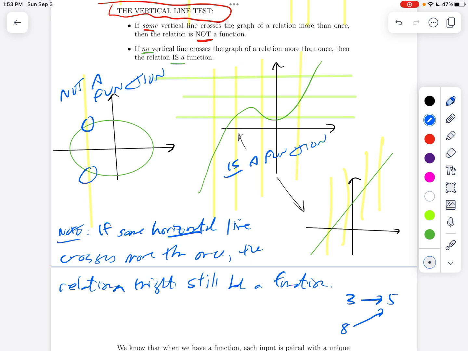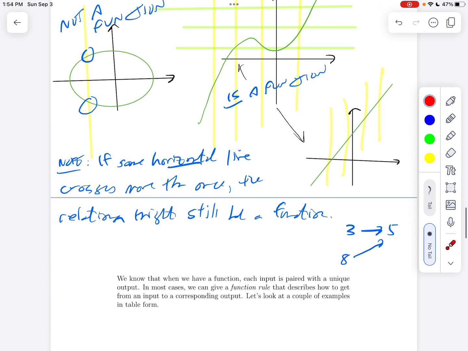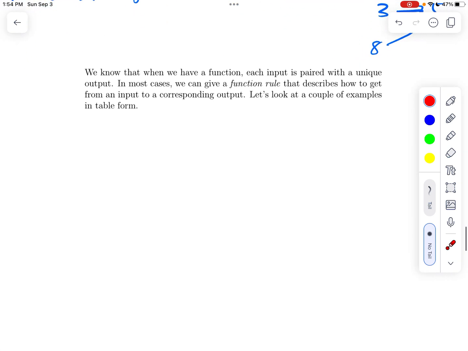The word unique is sometimes confusing, but the real issue is, if I tell you the input, is there exactly one answer for output? It might not be the same answer for every input. But a case like this is still a function, even though we repeat output. Functions never repeat input, they might repeat output. Okay, when we know we have a function, the input is paired with a unique output, right?